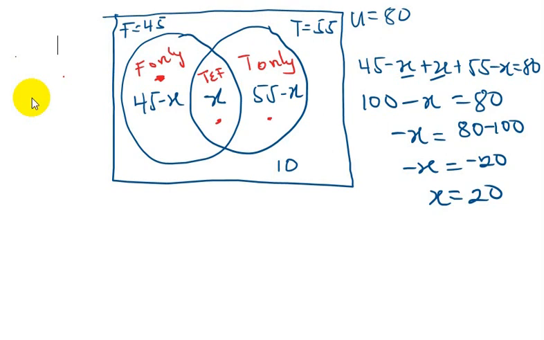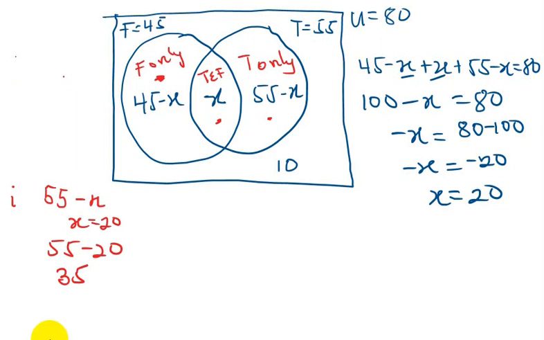So here we have, that is I, tennis but not football. We have an equation there that is 55 minus x, and we know x to be what? 20. So when we subtract 20 from 55, we are going to get 35. That is not the answer.